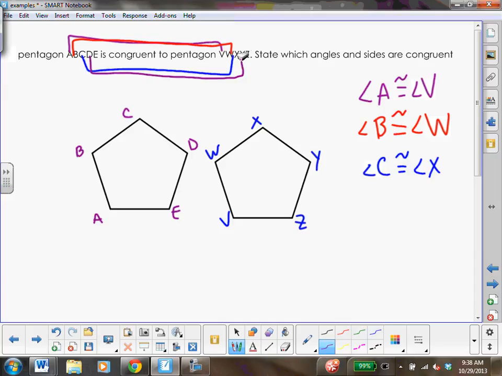Angle D will have to be congruent to angle Y. And finally, angle E will have to be congruent to angle Z.